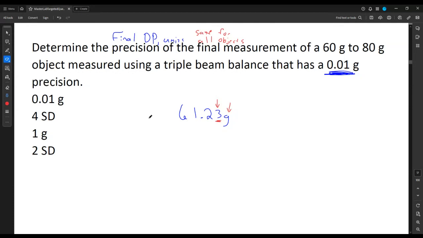Because even if I had something really heavy and it had more places in front, the measurement would still end in the same decimal place and still have the same units. So look, there's 2 decimal places and a g for grams. Technically, if you're paying attention, this should be a free question. Find the precision, and so on. Technically, this answer was given to you. It's based off of the measuring device and not the object itself. So again, another thing that's important to remember from this question.